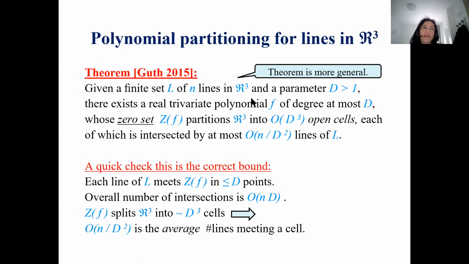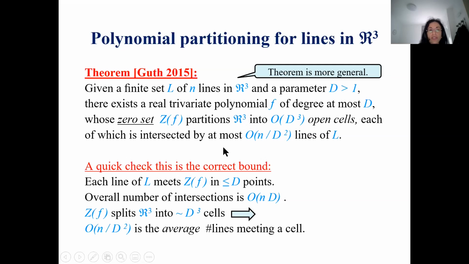That was just an introduction, but what we need in our work is polynomial partitioning for lines in free space. And this is a slightly later theorem by Larry Guth. This is actually a much more general theorem, but I state it only for lines in free space. And it goes as follows. Given a finite set L of n lines in free space and a parameter D, there exists a trivariate polynomial f of degree at most D, whose zero set Z(f) partitions free space into D cubed open cells.